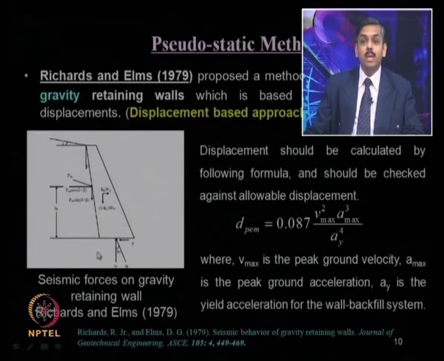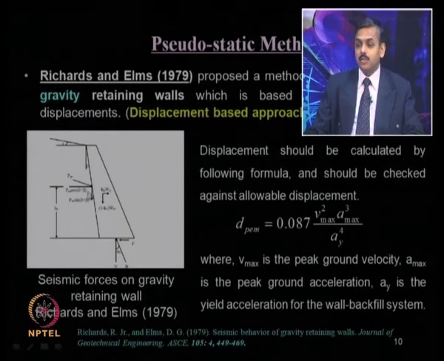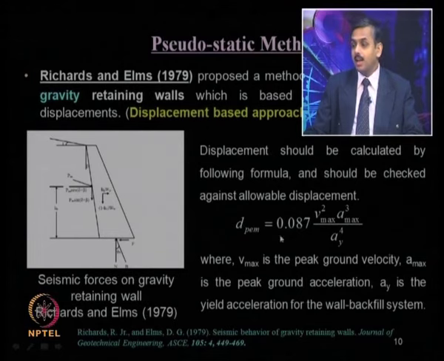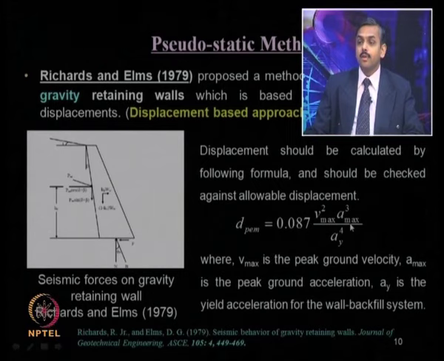So, it has to be done algebraically to find out the normal reaction, and the normal reaction times tan of this base friction angle will give you the stabilizing force, right. That stabilizing force divided by the disturbing force will give you the factor of safety against sliding, that has to be equated to 1 to get the A y value. Once you get the A y value, you can always get the permissible displacement. This is the permissible displacement under a particular given value of A max and corresponding value of V max.